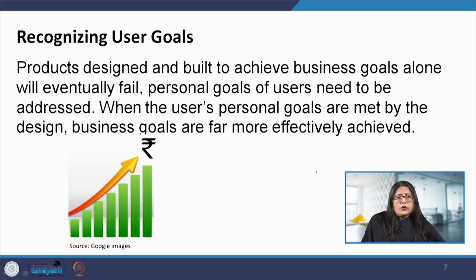Now, user goals, what are the goals of the user, what is it that the user wants. Now, if the business is only focusing on how to achieve my business goal, how to make more revenue, how to generate more income, and we are not addressing the user's personal goals, then that business is more likely to fail. We can see this from an example of the company Amazon.